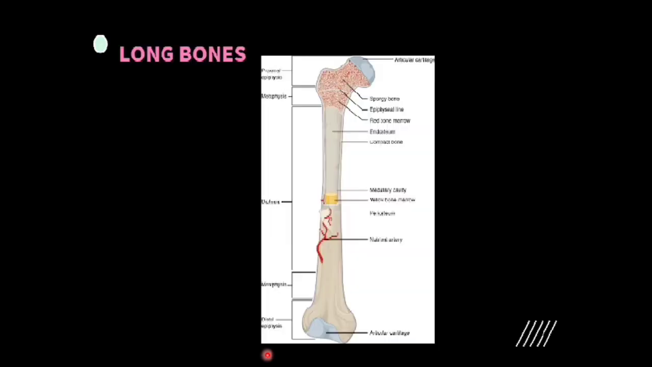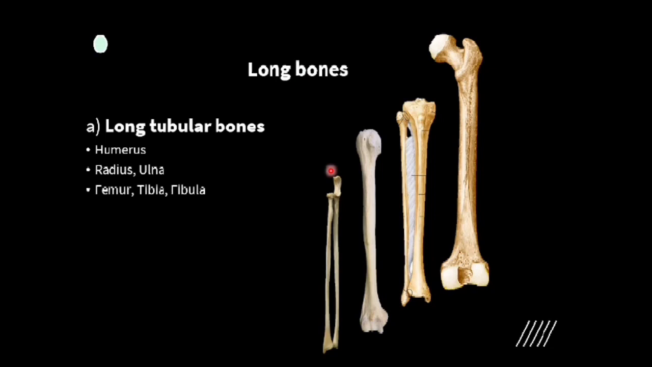A long bone has a shaft with two ends, and the ends are capped with articular cartilage. It has got a central medullary cavity, and long bones ossify in cartilage. These are vertical bones which are meant for weight bearing, and they act as levers for muscles. I hope you can identify the various long bones shown here. So you can say it has long tubular bones, and these are humerus, radius and ulna, femur, tibia and fibula.